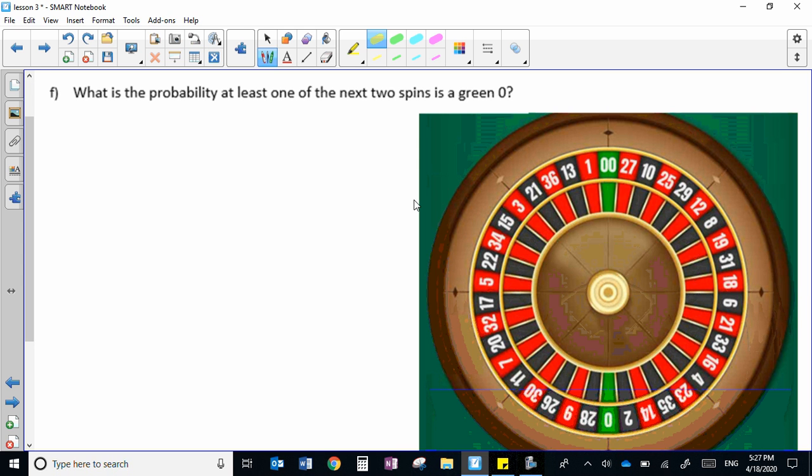In some ways, this might be the toughest one to understand. What's the probability at least one of the next two spins is a green zero? So we're going to go up and spin the wheel. What's the probability of the green zero, at least one of them? Well, at first you might be tempted to add these probabilities together. That's the probability I get the green zero on the first spin, plus the probability I get it on the second spin. However, that's not quite correct, because that double counts the probability that you end up with two green zeros in a row, which is really unlikely, but it is possible.